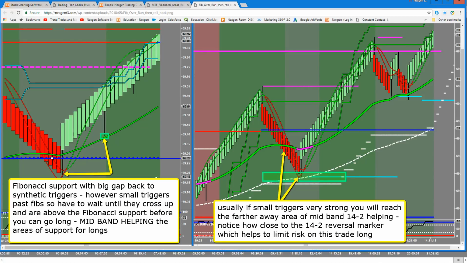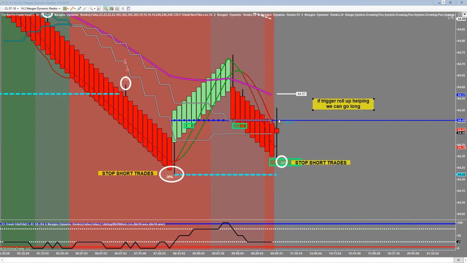Sometimes you get a fib and you have to wait for the triggers to roll. And again, that's what we had in class today. So this fib, I'll give it away early, the triggers are going to roll. So let's look at that.